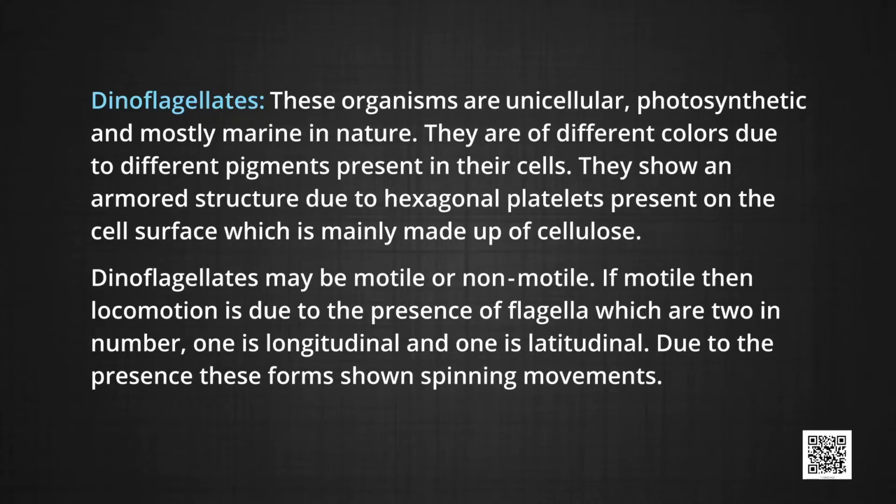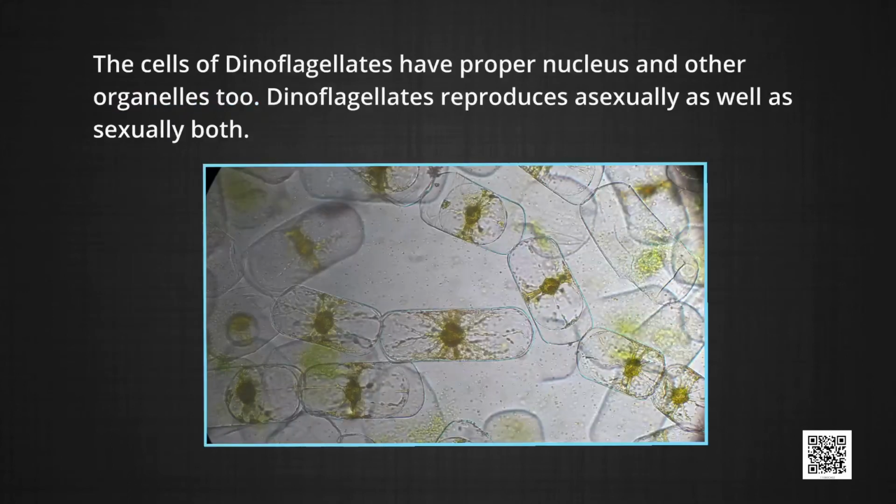One is longitudinal and one is latitudinal. Due to their presence, these forms show spinning movement. The cells of dinoflagellates have a proper nucleus and other organelles too. Dinoflagellates reproduce asexually as well as sexually.